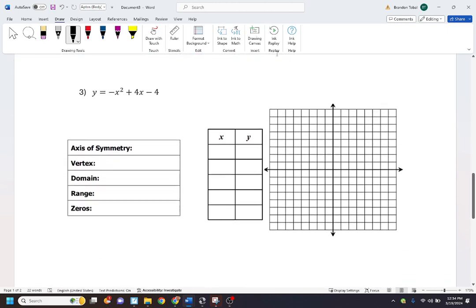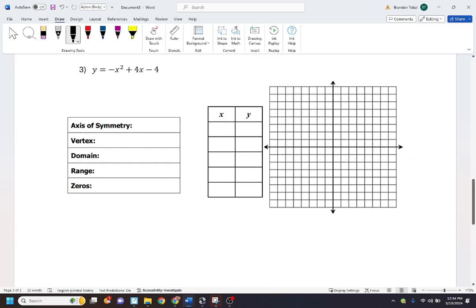All right, we're going to the next one. A is negative 1. B is 4. C is negative 4. Remember, it's negative b over 2a. So negative 4 over 2.